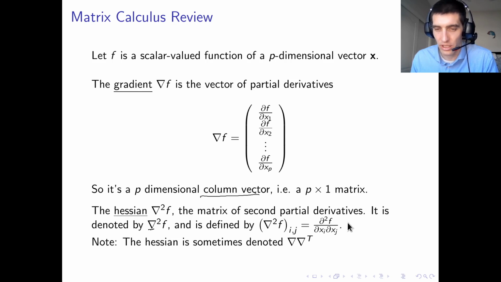There are some facts from calculus lurking in there, but what it means is that for this element of the matrix, you've taken one derivative with respect to xi, and one derivative with respect to xj. Okay. Some people denote the Hessian operator with a nabla transpose instead of a nabla squared here. There are reasons that makes sense, but we're going to use this convention. So if you see this in some textbooks, it means the Hessian.